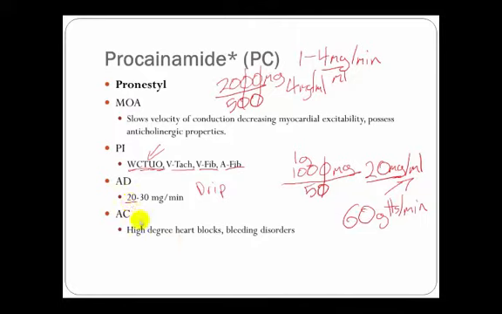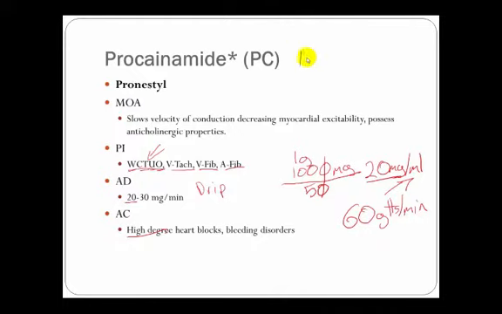Absolute contraindications on this are going to be high degree heart blocks. Again, if they have any kind of heart block present, you do not want to put on board a chemical block, and any kind of bleeding disorders. Any one of these 4 things, and you can stop the procainamide drip. And I'll go over these really quick. A lot of people forget about these.